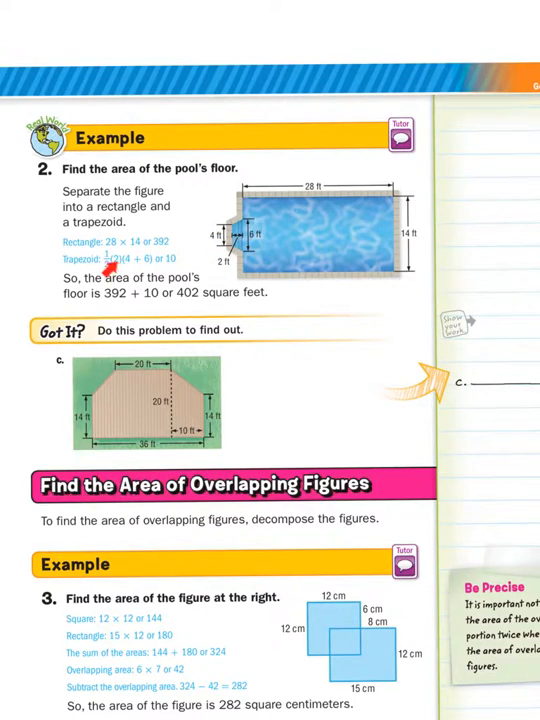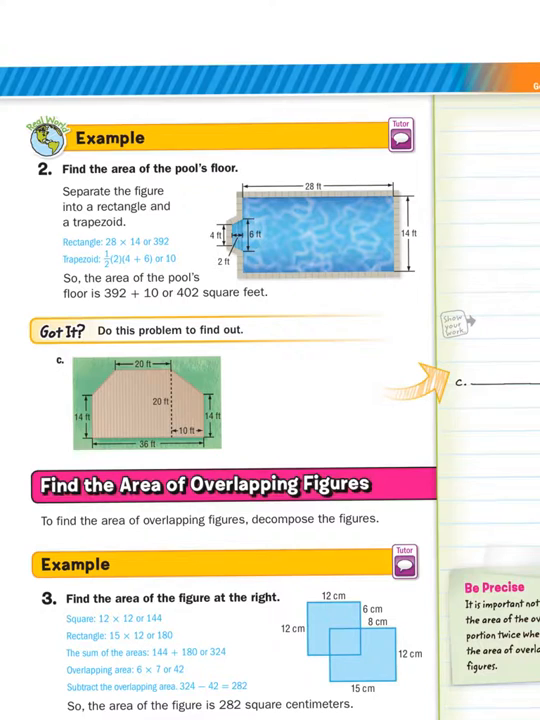So there's my 2, there's my half. Half times 2 times 4 plus 6 is 10. So if the rectangle is 392, 10 is that little step area, add them together, you get 402. So C looks like the side of a barn.